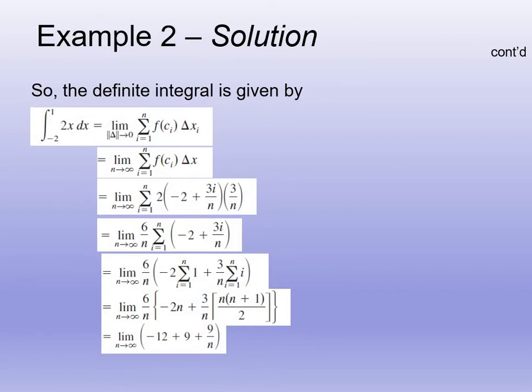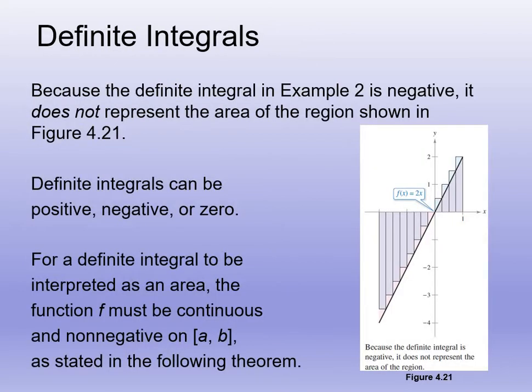When we simplify all that down and combine like terms, we end up with the limit as n approaches infinity of negative 12 plus 9 plus 9 over n. When we take the limit of this function, we get negative 12 plus 9 plus 0, because the limit as n approaches infinity of 9 over n goes to 0. So that piece goes away. Our final answer is negative 3. So lots to work through. Where does that come from?